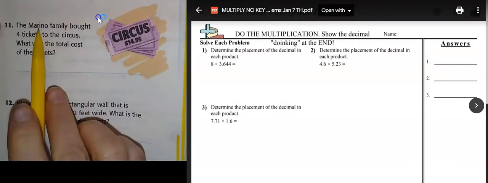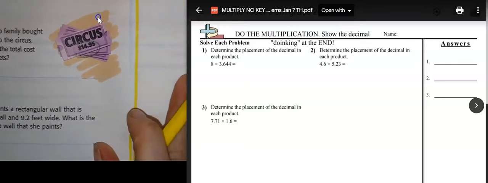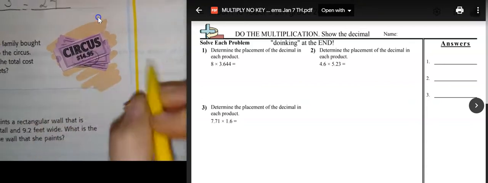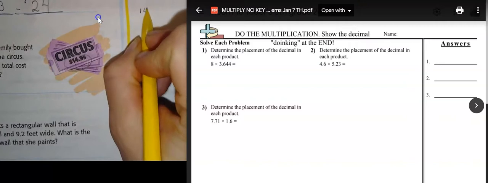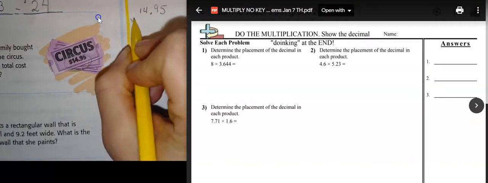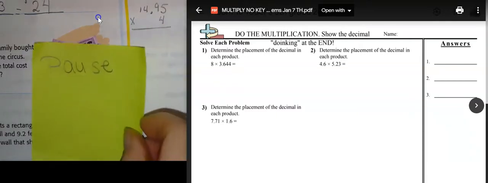Number 11, the Marino family bought 4 tickets to the circus. Here is how much those 4 tickets cost. How will you set up this work? Will the 4 go on top or the $14.95? You want $14.95 on top. You take that 4 times. You need to pause now and get this answer.